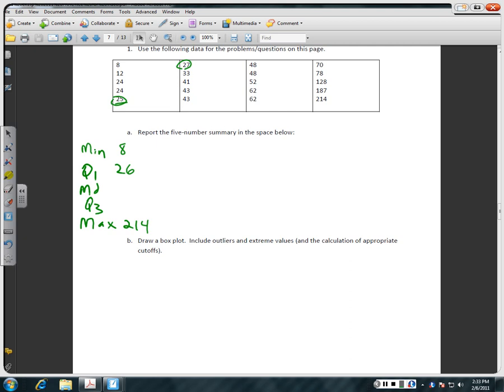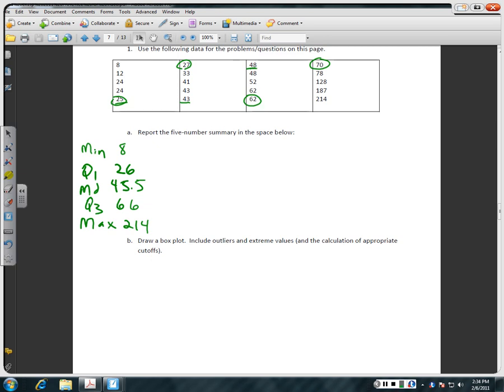In fact, what they would do is go 1/4 of the way between 25 and 27. They would get 25.5. But we'll stick with just going 50% of the way in each one. So for the median, we're going to go halfway between 43 and 48, and that's going to be 45.5. And then Q3, halfway between 62 and 70, and that would be 66. That's really all you need for the 5-number summary.